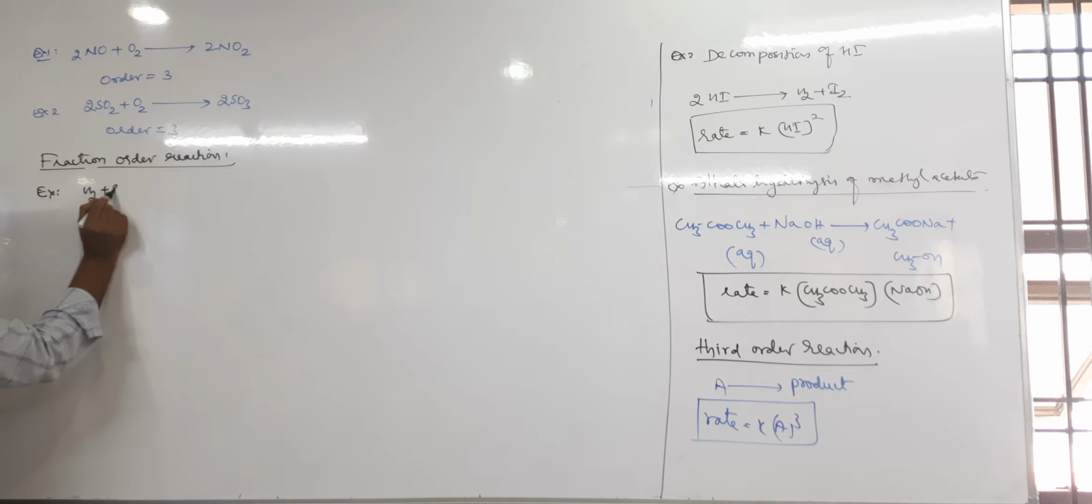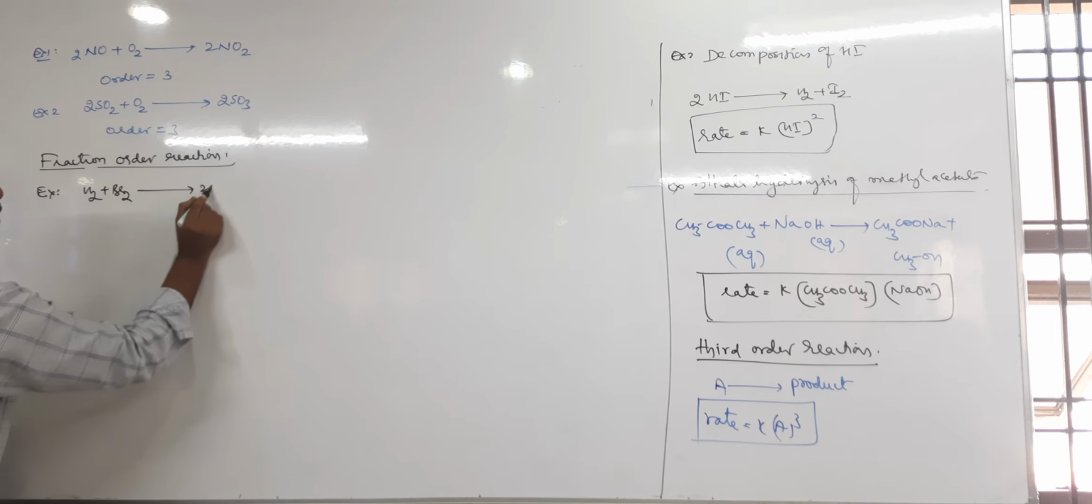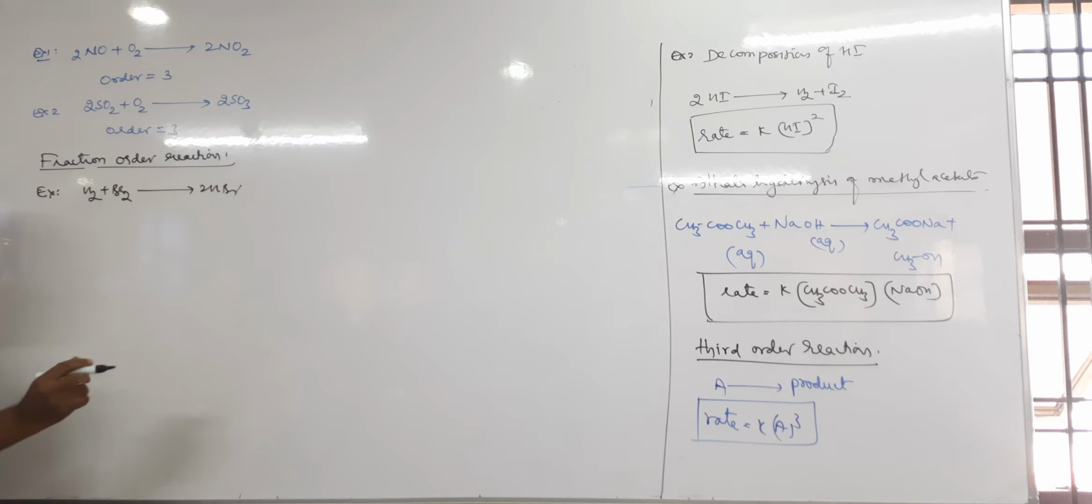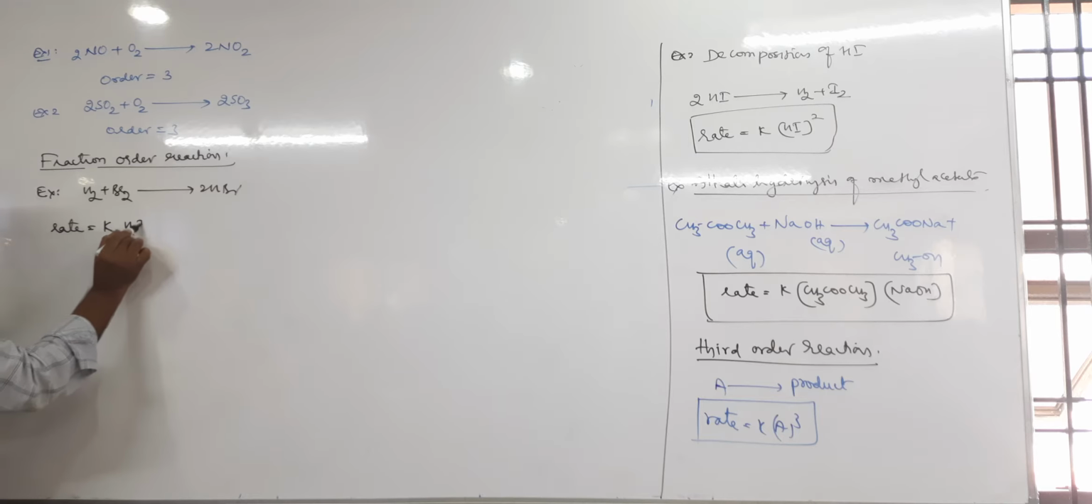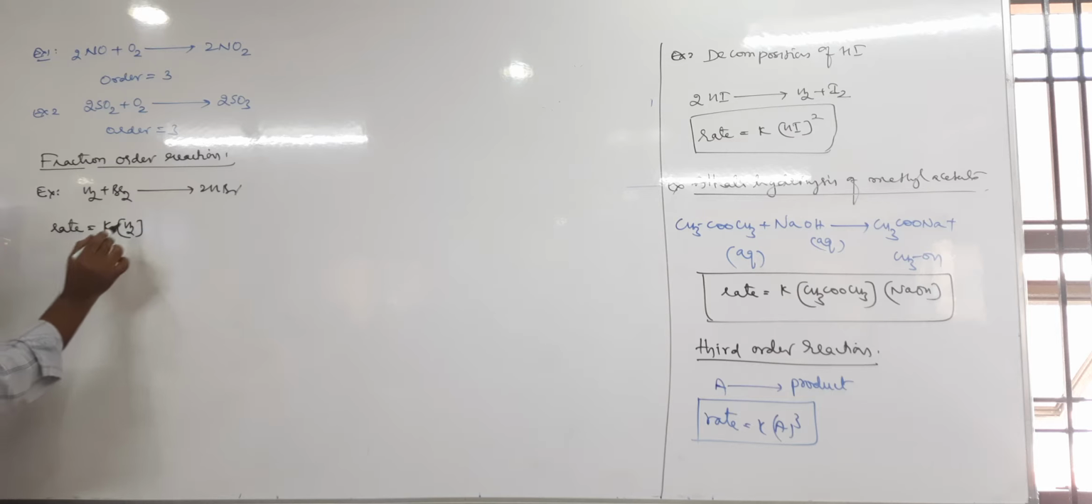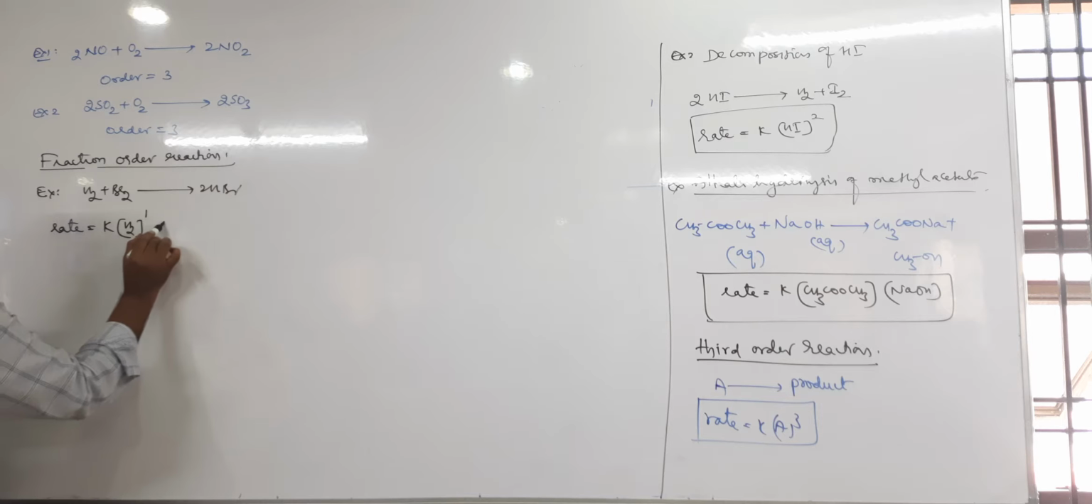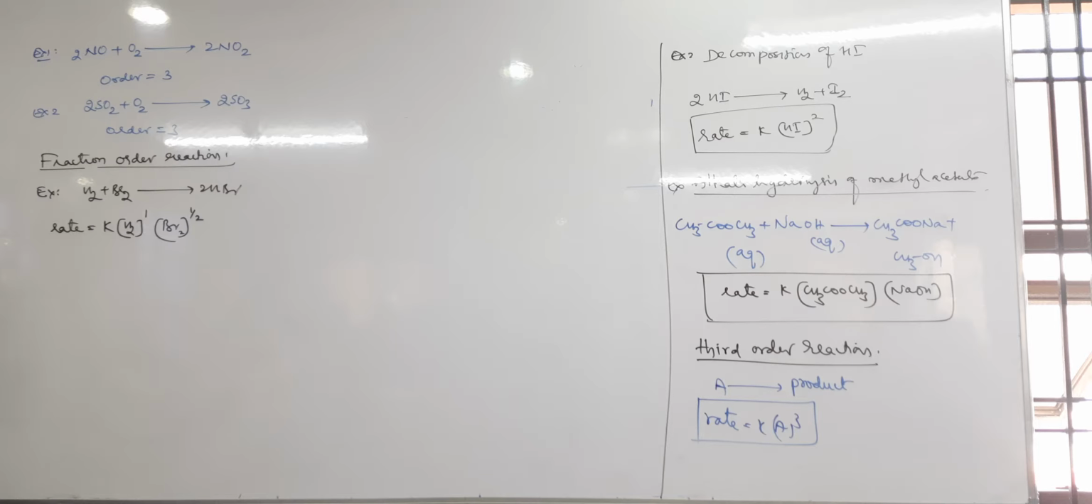H2 plus Br2 gives rise to 2HBr. Okay, then what is the rate? For this equation, it is observed that rate equals K into, rate is directly proportional to the power of hydrogen, that is power 1, and Br2 is power half. It is an experimentally determined equation. Okay, you cannot question it.